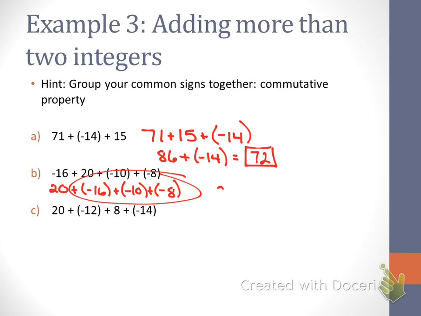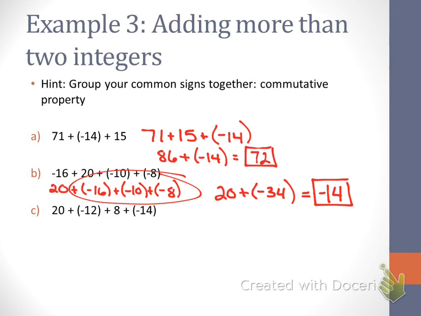Okay, so now I have 20 plus negative 34. Different signs, subtract and take. My answer is, how'd you know it was negative 14? Because 34 is larger and it's negative. Negative 14. And we need to subtract because it's different signs. All right, now I want you to try C on your own.